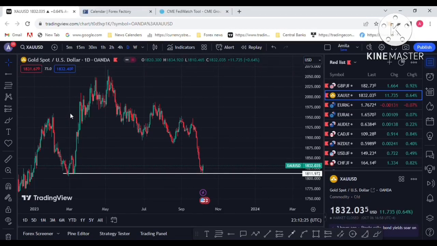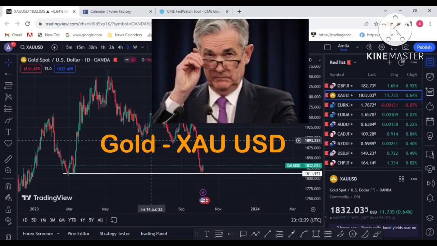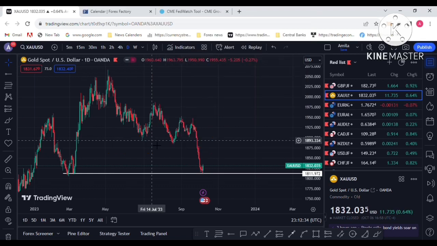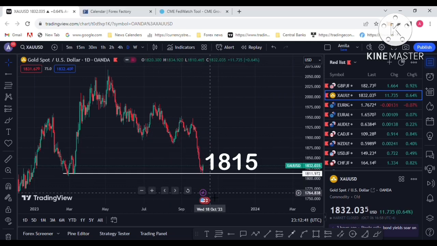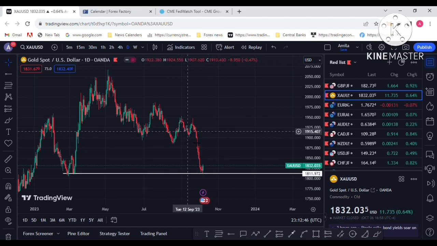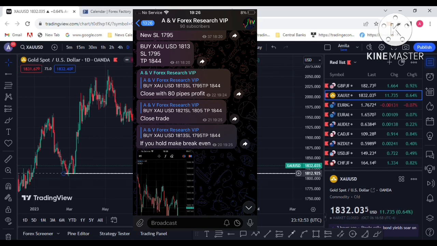Today I'm going to analyze your next week gold trading for next week gold analysis. So last week in my gold analysis I mentioned that the price would reach the 1815 level, and it has reached that last week. That is the accuracy of the gold analysis. Last Friday, when the US non-farm payrolls were released, our Telegram group made 200 pips profit from the 1813 level buy.